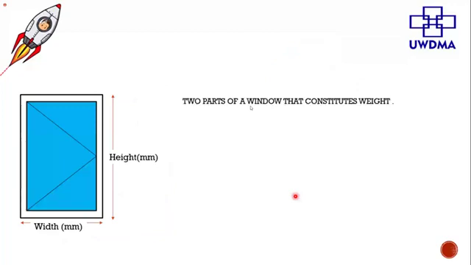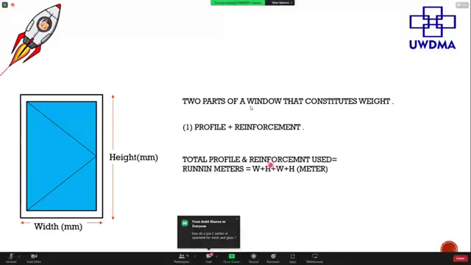Okay, this we have already calculated, so I am skipping it. These are the formulas for calculating our sash weight. So if somebody, just type yes or no. I'm not getting a question.